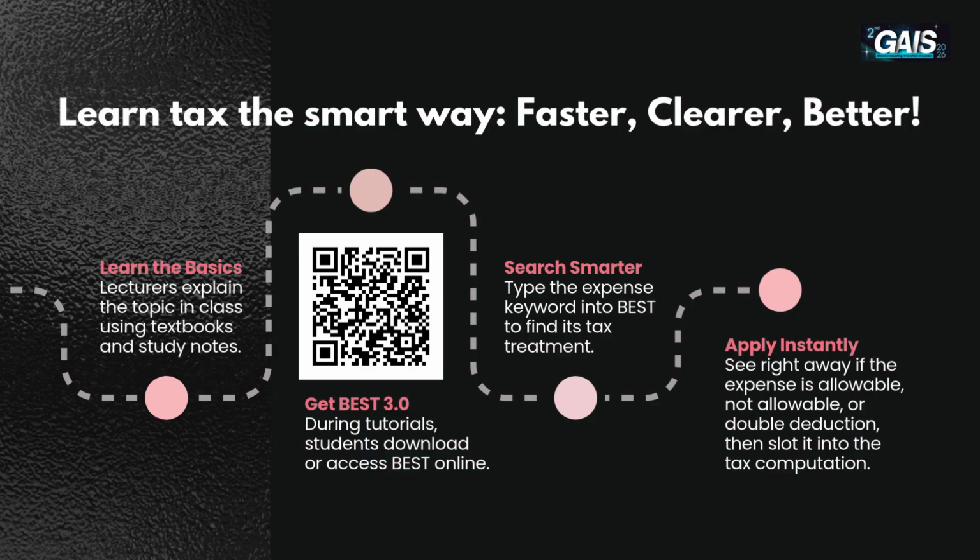Using BEST is very straightforward. After learning the concepts in class, students simply type an expense keyword into the search function. Within seconds, the system shows whether the expense is allowable, non-allowable, or eligible for double deduction, along with a short explanation. This allows students to immediately apply the correct rule in their tax computation.